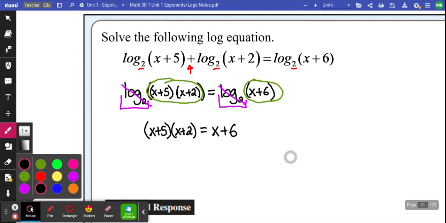Perfect. Left-hand side. I need to expand that. So x times x, x times 2, 5 times x, 5 times 2. That gives me a quadratic equation. X squared plus 2x plus 5x plus 10 equals x plus 6.